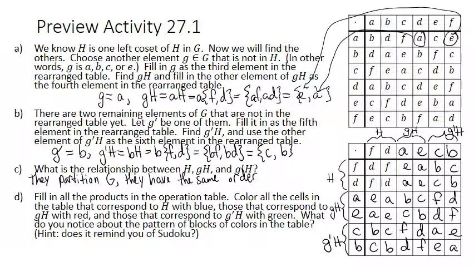Okay, that's the whole table there, and now let's do this coloring thing finally. We're going to color all the cells in the table that correspond to H with blue, those that correspond to gH with red, and those that correspond to g prime H with green. Let me start with the blue ones for H. Remember that H was F and D, so I'm going to shade in all these F and D cells. That's F, that's D, F, D. Let's see, where else do I see F and D? Here.